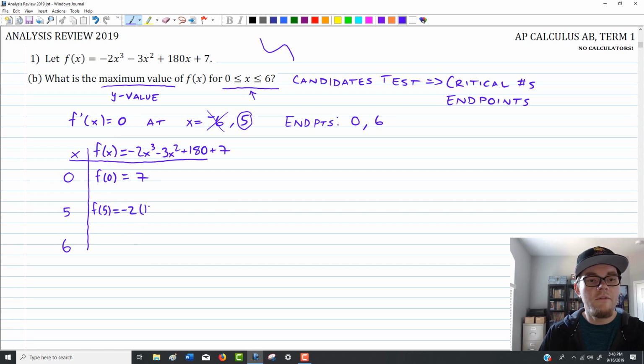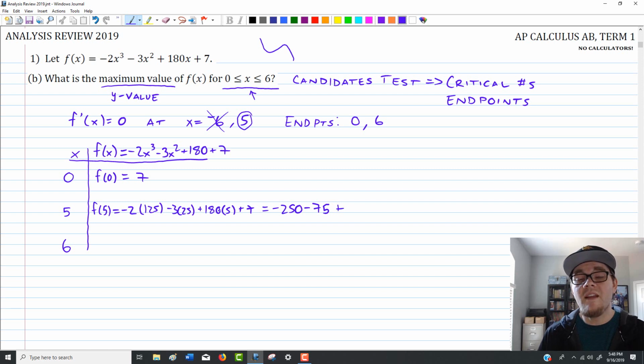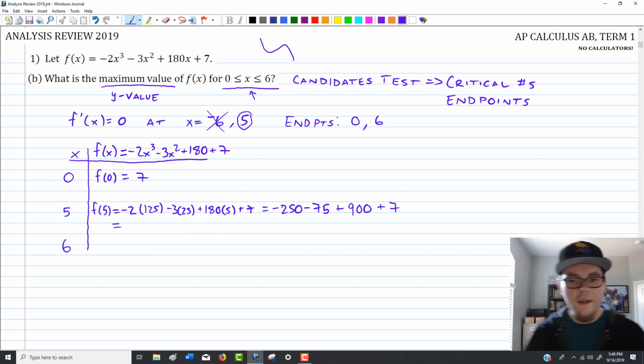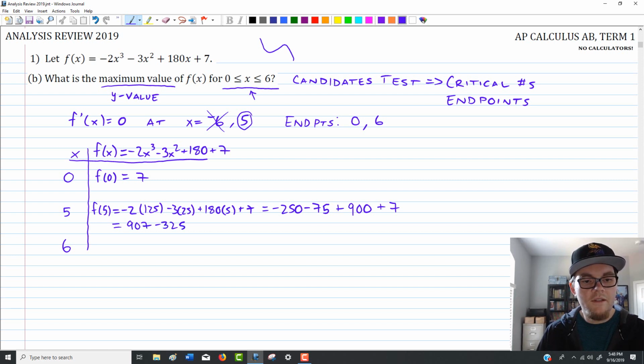We'll have -2 times 5 to the third, which is 125, minus 3 times 5 squared, plus 180 times 5, plus 7. So as far as values here, just kind of playing along, we're going to get -250 minus 75. Now on this next one, 180 times 5 is the same thing as half of 180 times 10, which is 1800 over 2, or 900, and then plus 7. So of course this couldn't be pretty, but we'll see what happens here. So minus 325, so let's see, 907 minus 325 is I think what our number is.